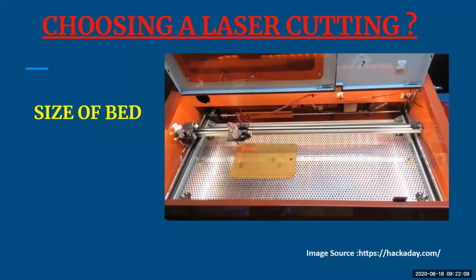When we talk about a laser cutter, there are two things which are very, very important. First is the size of the bed. The bed is the area wherein you are going to keep your material, or you can say this is the area that holds your material to be cut. So the bed is very important, because all your material is going to be inserted here, and then the cutting process will take place.